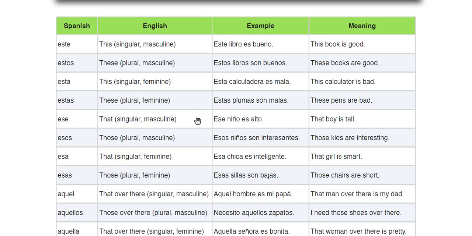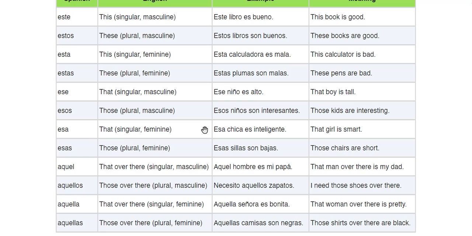To say that, we say ese. So ese niño es alto. That boy is tall. If I want to say those, I could say esos niños son interesantes. Both of these examples are masculine. So esos niños son interesantes. Those kids or children are interesting.